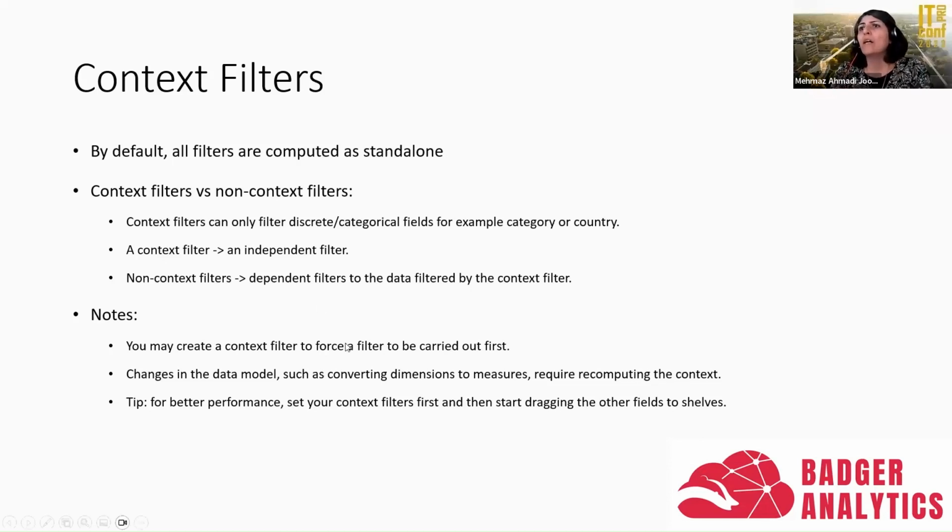And some other notes: if you change your data model, converting dimensions to measures and stuff like that, it recalculates. So just be aware of it. And this is a tip that I found for better performance when you're building your sheet. First, set your context filter and then pull in other fields and stuff.